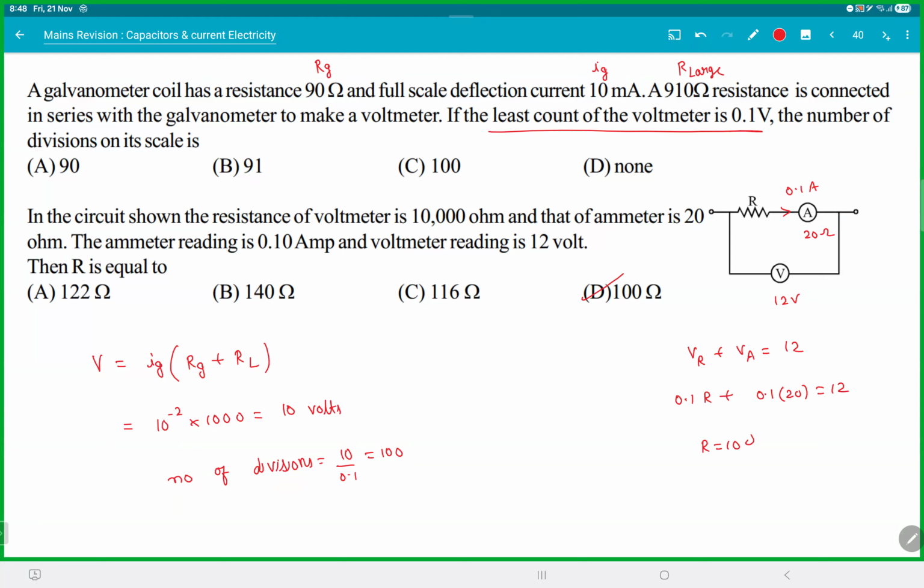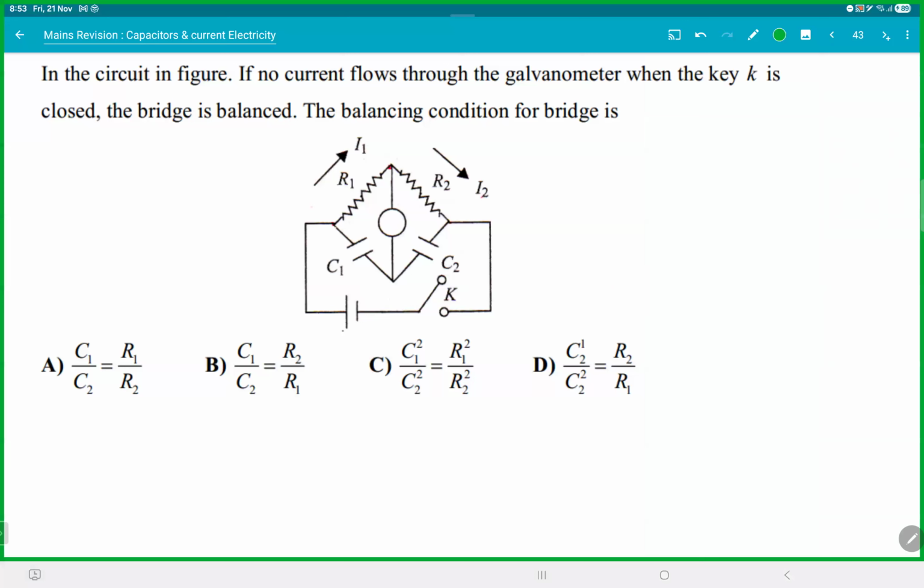Let's get this. This is a good one. Easy one, but a little conceptual. Let's see. This word is important.